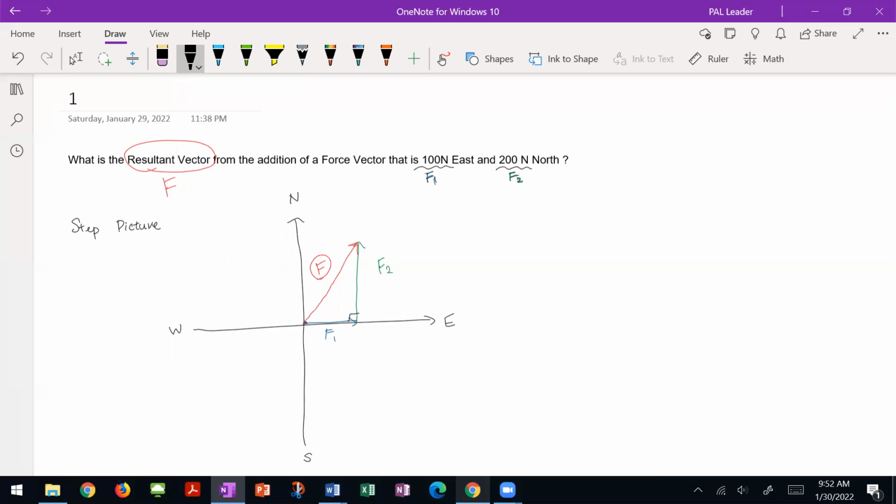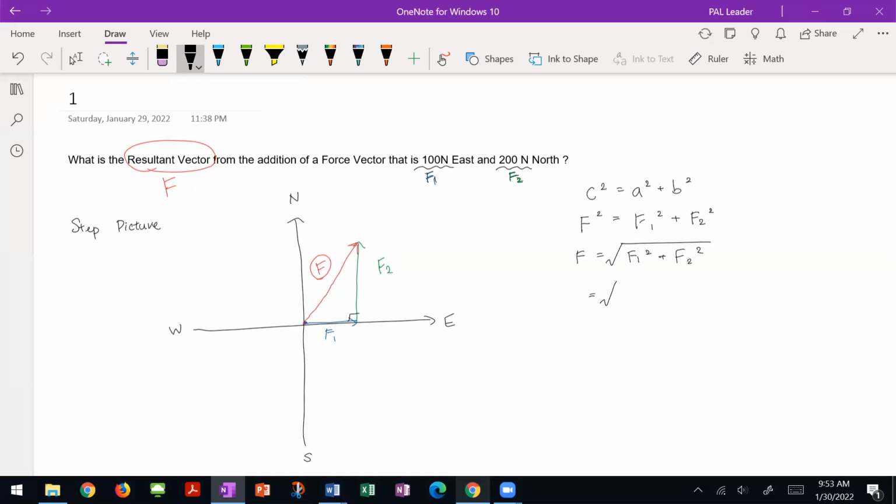So we can just use the triangle formula. So that usually is c squared equals a squared plus b squared. In our case, our hypotenuse is F, right? So it'd be just capital F squared equals these two other sides, F1 squared plus F2 squared. And before I put in my numbers, I'm going to just take the square root of both sides. And now I'm going to put in my numbers.